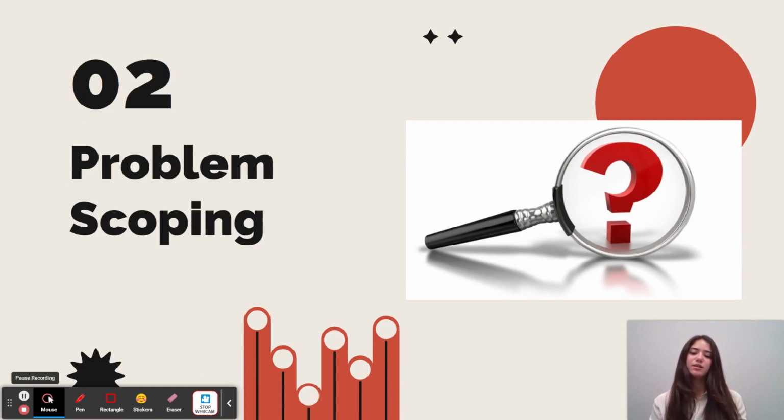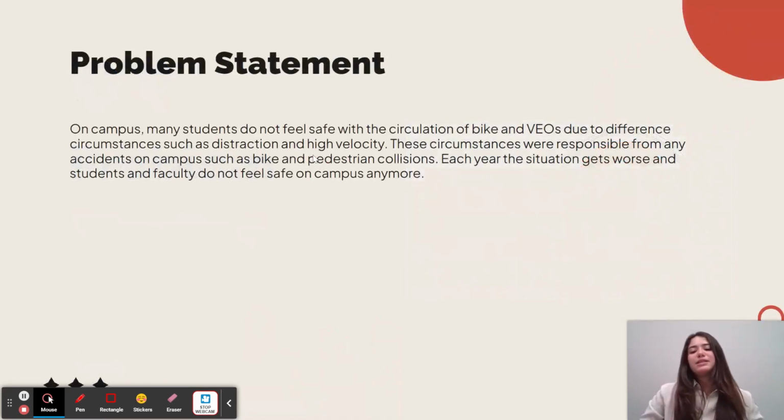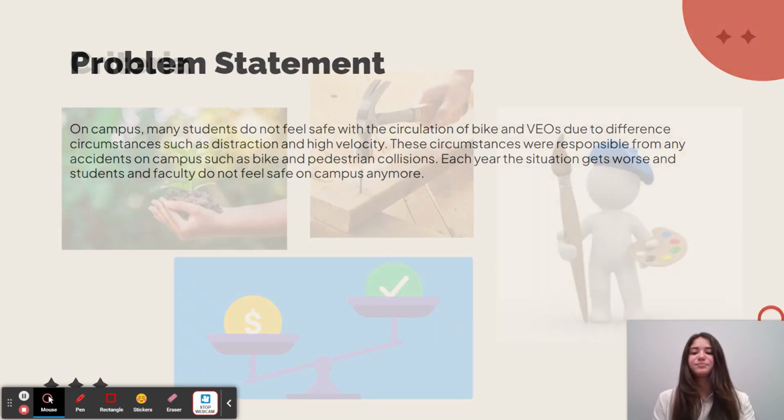Our users are the faculty and students at Purdue University, and our product is located outside of Walk. Our problem statement is on campus, many students do not feel safe for the circulation of bikes and VOs due to different circumstances such as distractions and high velocity. These circumstances were responsible for many accidents on campus, such as bike and pedestrian collisions. Each year, the situation gets worse, and students and faculty do not feel safe on campus anymore.